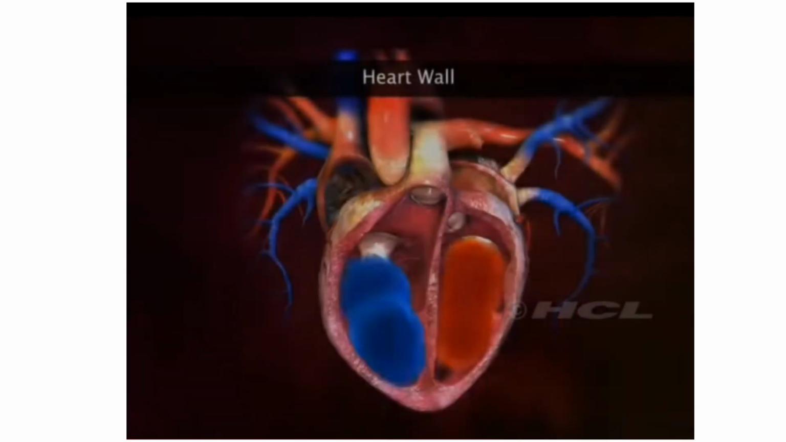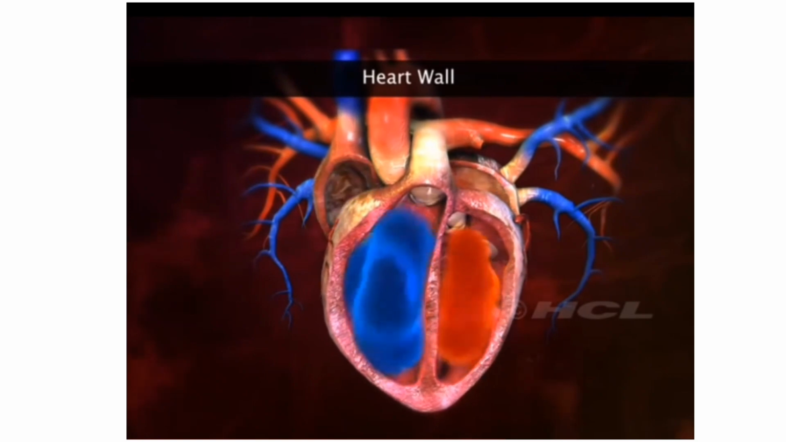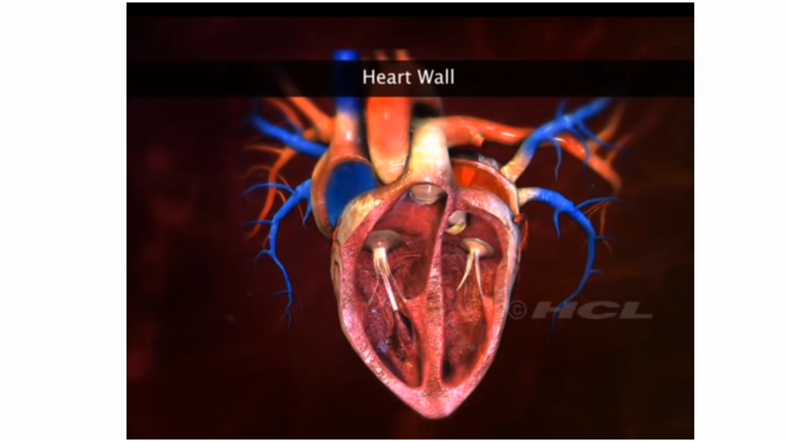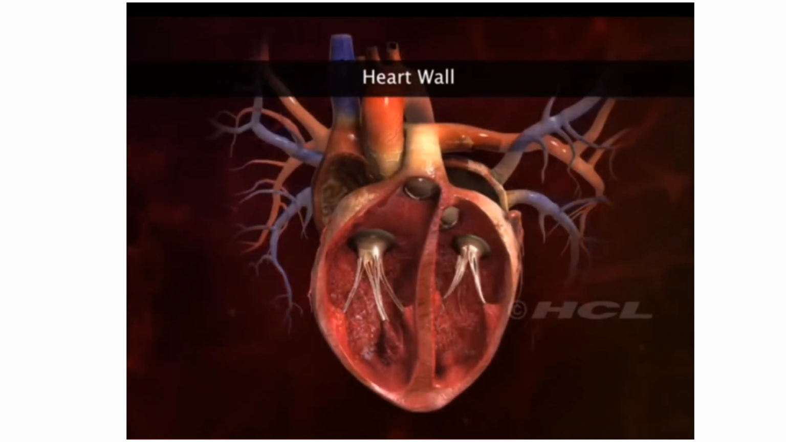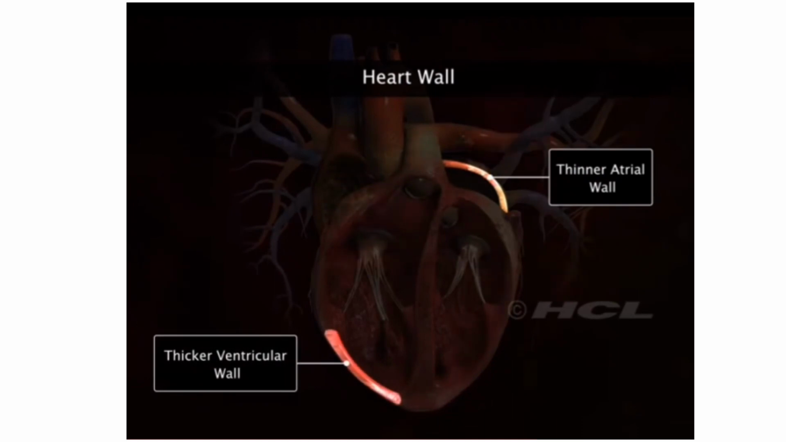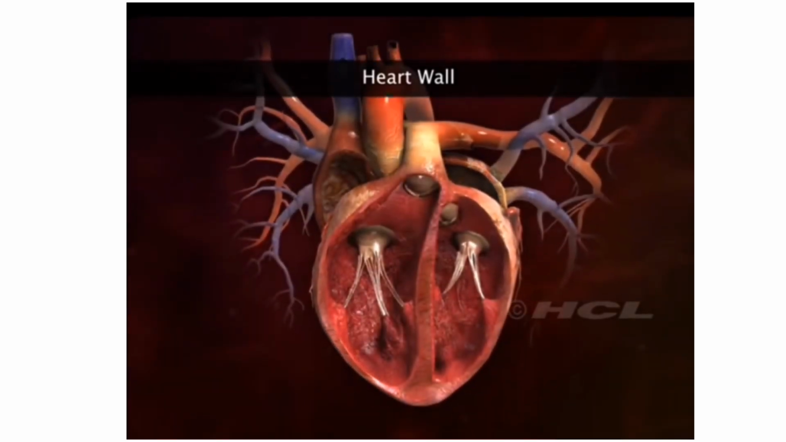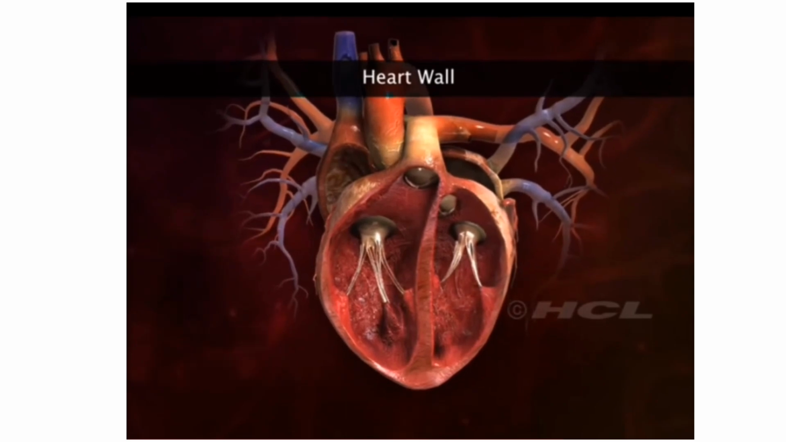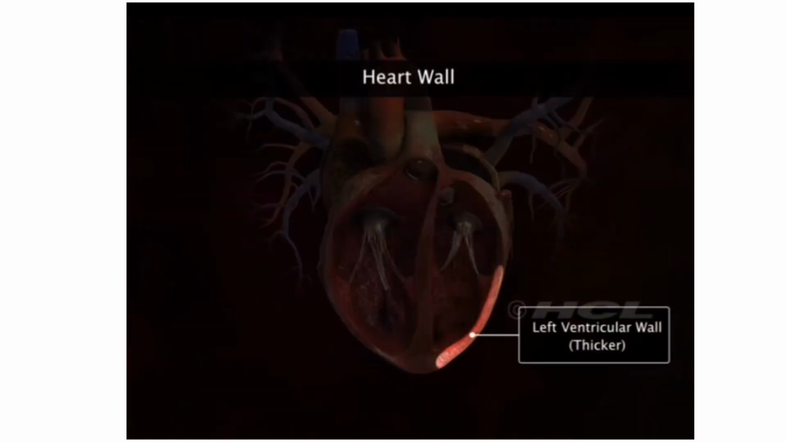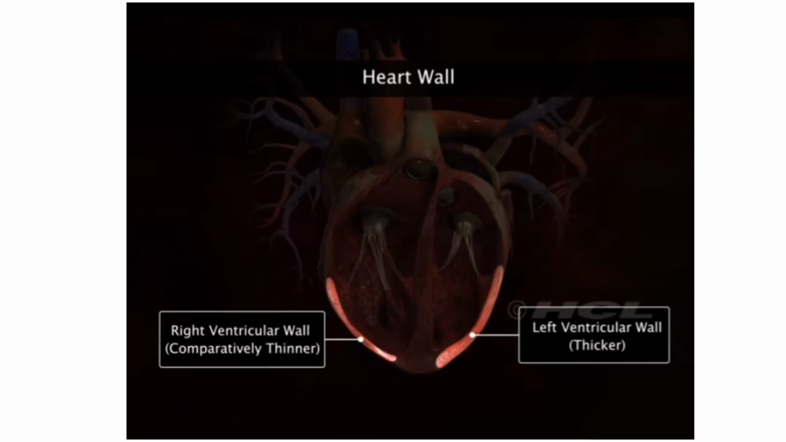After knowing about the valves of the heart, now have a look at the walls of the heart. The thickness of the walls of the heart varies with their function. The atrial walls are thinner as compared to the ventricular walls, because the atria have to pump the blood just into the ventricles, but the ventricles have to pump the blood into the body. In comparison between the right and left ventricle, the left ventricular wall is thicker as it has to pump the blood into the whole body through the aorta.